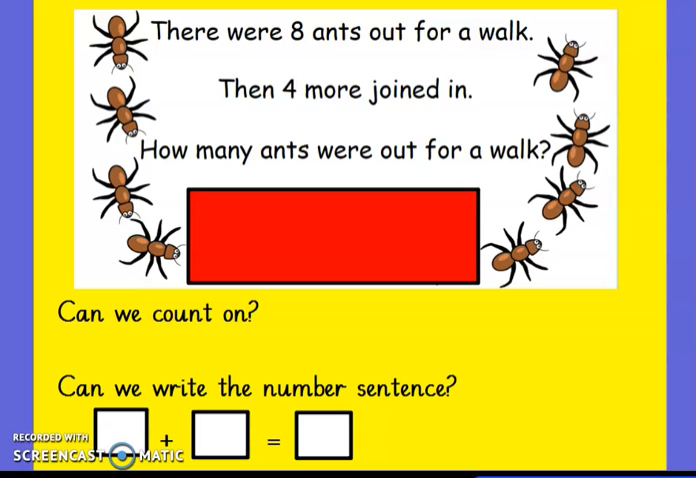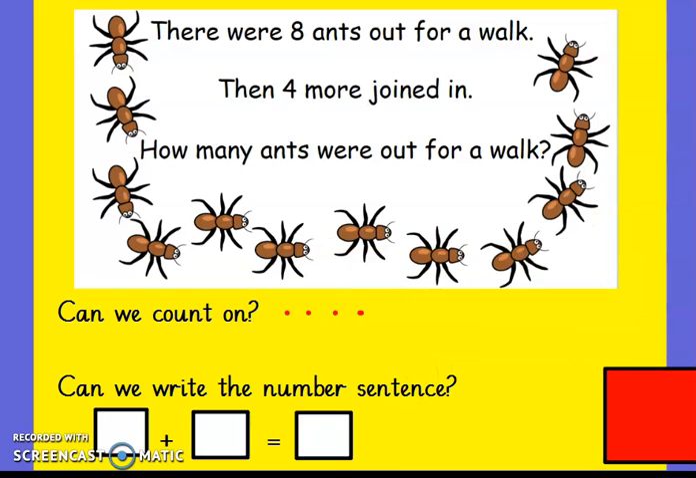Let's have a look at this word problem. So it says there are 8 ants out for a walk and 4 more joined in. How many ants were out for a walk? Let's count them. So we've got 8 here, and 4 here. We've got 8, and we want to count on 4 more. So count on in our heads. 8, 9, 10, 11, 12. So that would give us 12 ants altogether.